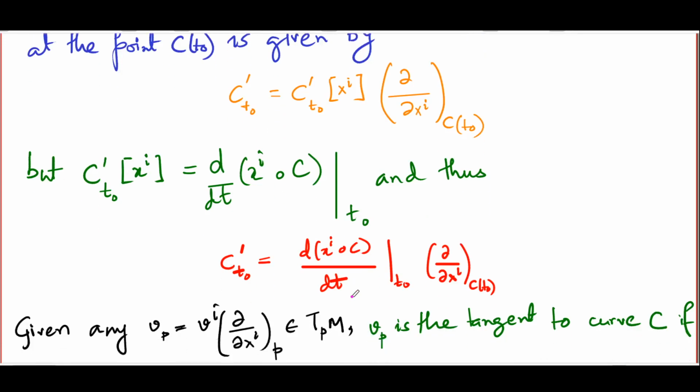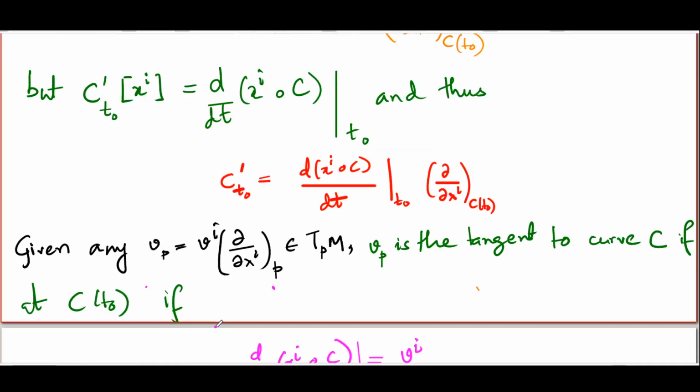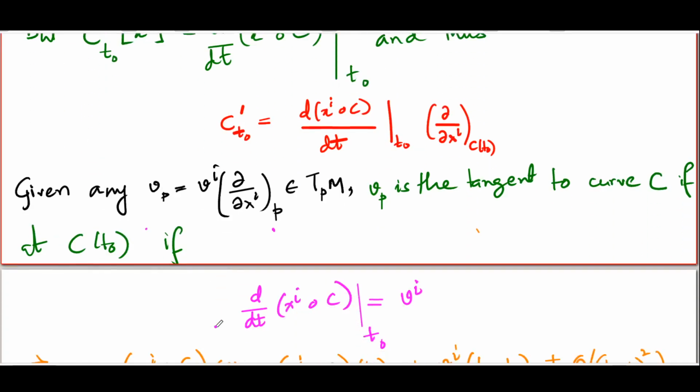Now, if we start with an arbitrary Vp, of course, because we have now seen that del del xip form a basis of TPM, Vp can be written down as a linear combination of del del xips, let's say Vi del del xip. Then, Vp will be the tangent to a curve C if these numbers match Vi. That is, if d/dt of xi composite C at the point T0 is Vi.